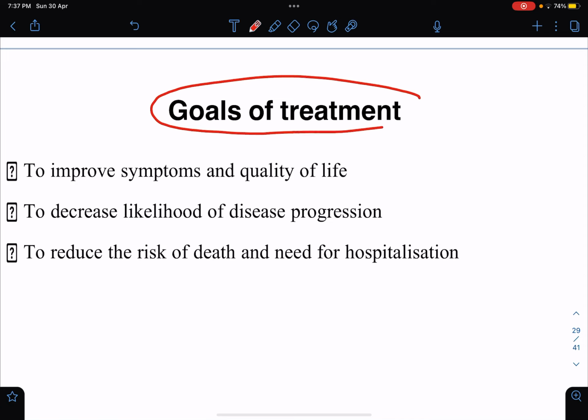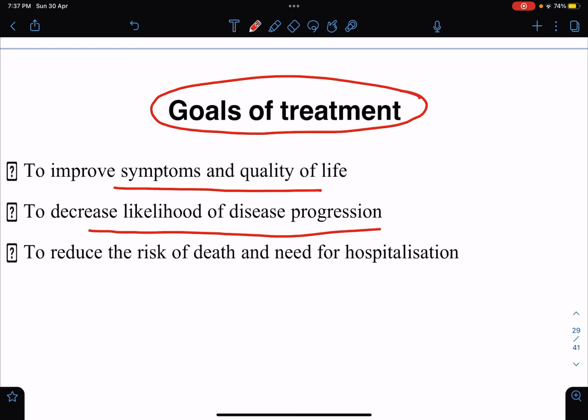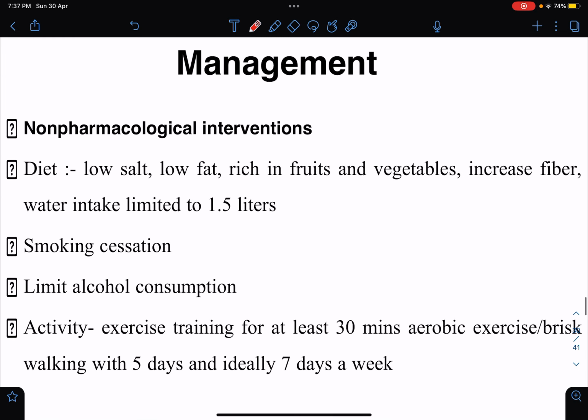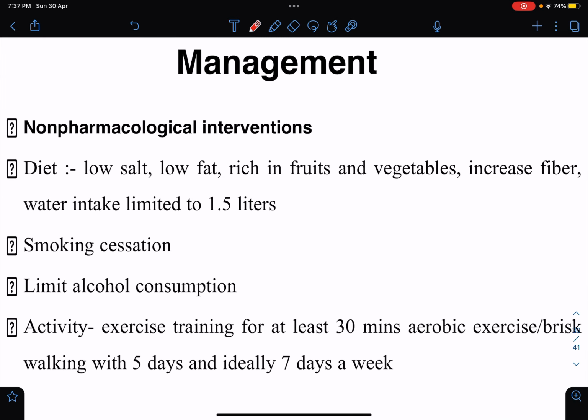Coming to the last part, that is the treatment. How we can treat a case of heart failure. Our aim should be to improve symptoms and quality of life and to decrease likelihood of disease progression, to reduce the risk of death and need for hospitalization. So these are our goals. How do we manage? For management, non-pharmacological interventions are there.